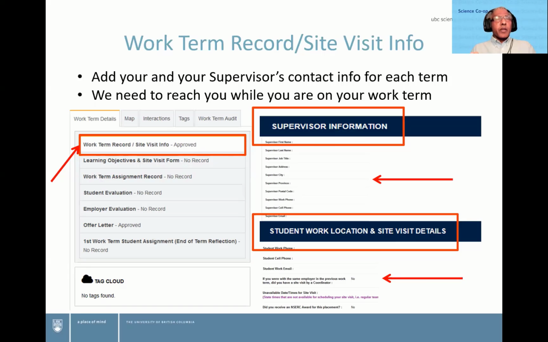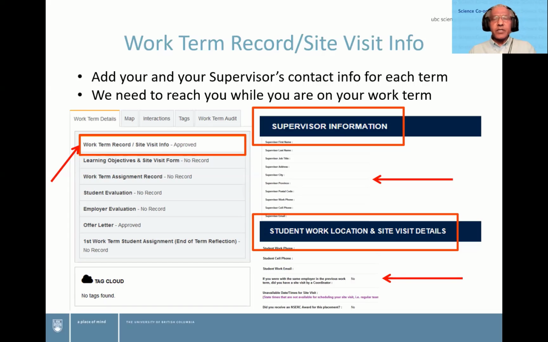Now, in many cases, it's very clear who is your supervisor. And this is the person who will not only supervise your work term, but they will also complete the student employee evaluation forms for you and will be there when we do the site visit. But sometimes that is not the case.